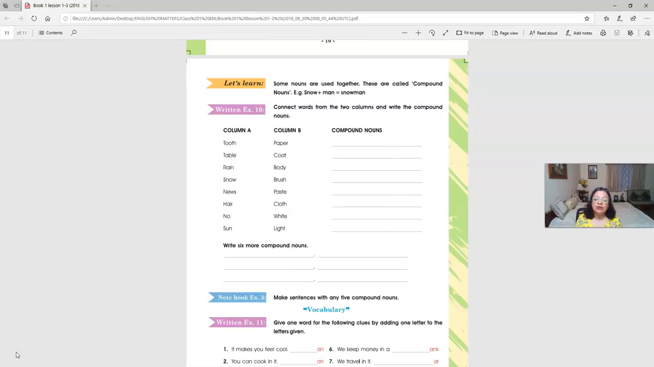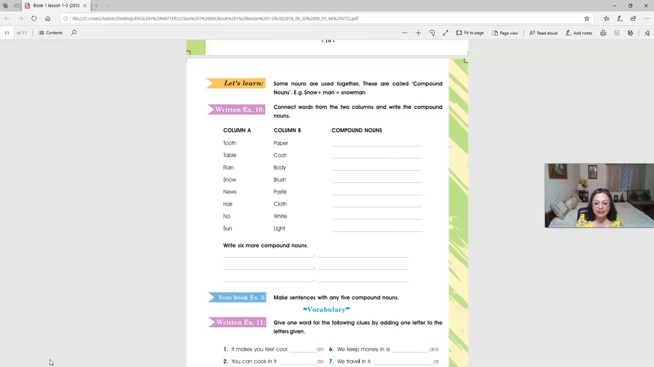Now what can you add to tooth so that it becomes one? Now with tooth, you have a toothpaste. So toothpaste. So first one you will write toothpaste. After that, with table. Now think what will come with table. Table paper? Table coat? No. Table body? No. Table brush? Now paste has gone with tooth. So tablecloth? Yes. Tablecloth is the cloth you put on the table. So the second one you will write tablecloth.